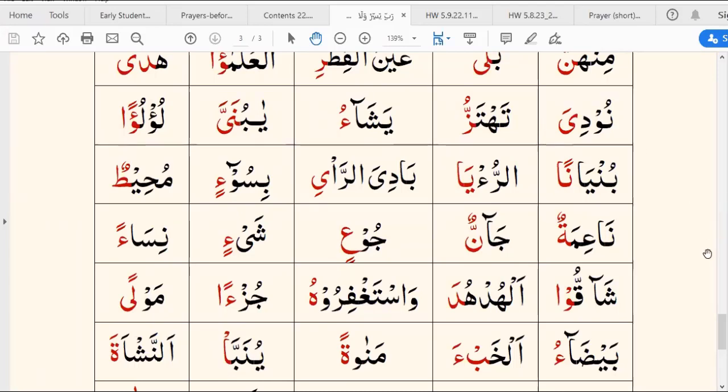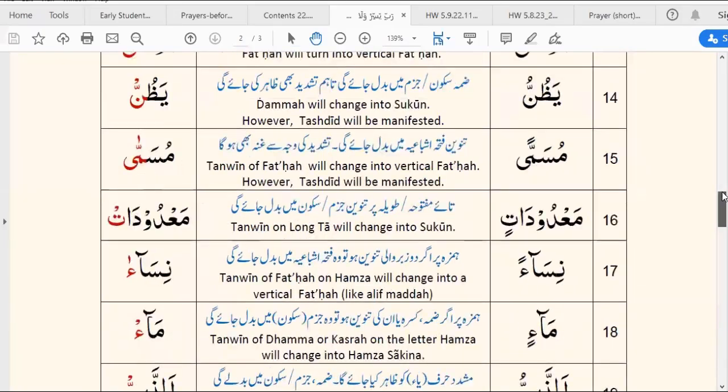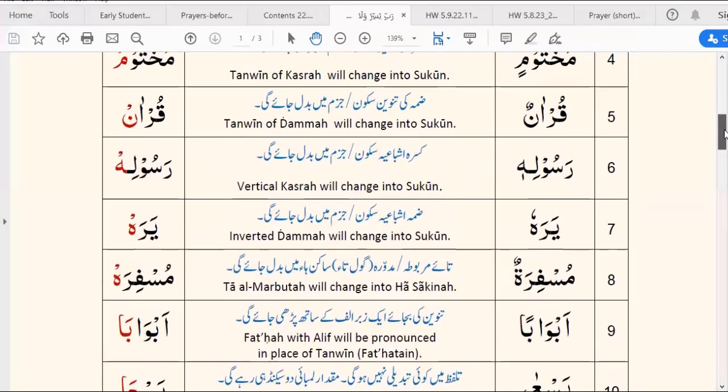Okay. Could you recite Ta'awwudh and Tasmiyah, please? A'udhu billahi minash shaitanir rajim. Bismillahir rahmanir rahim. Okay, good.